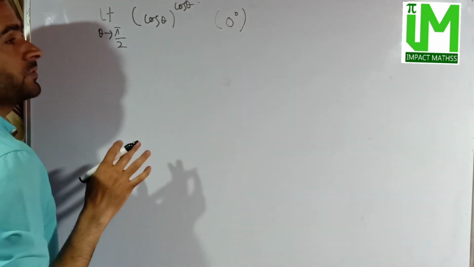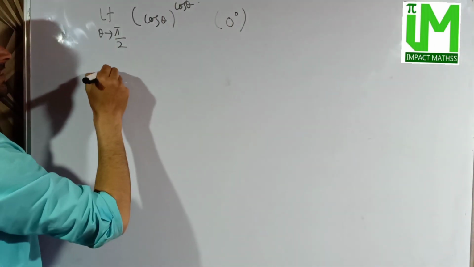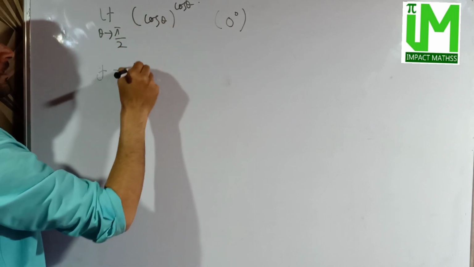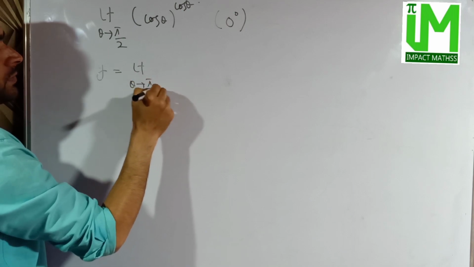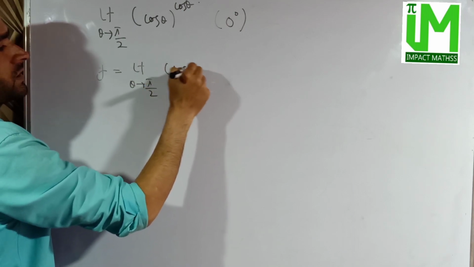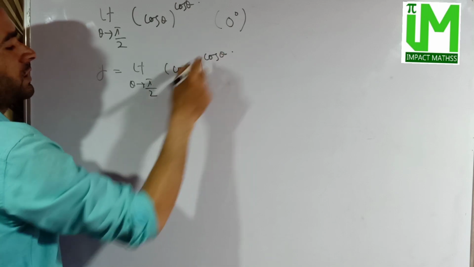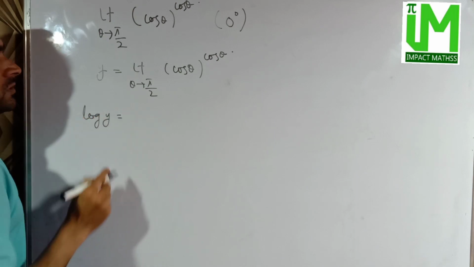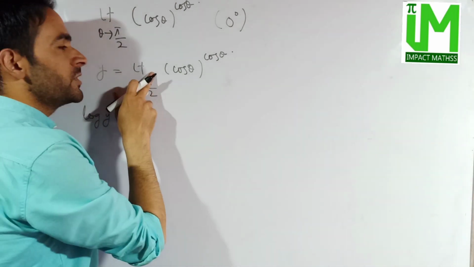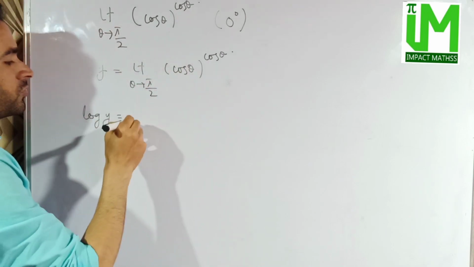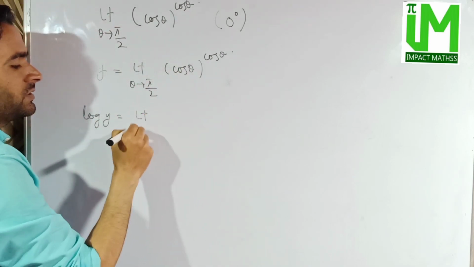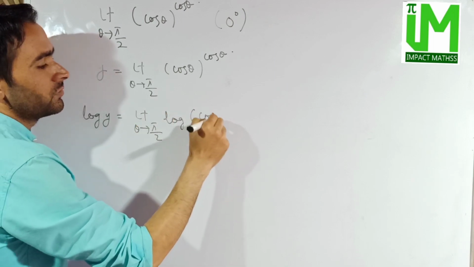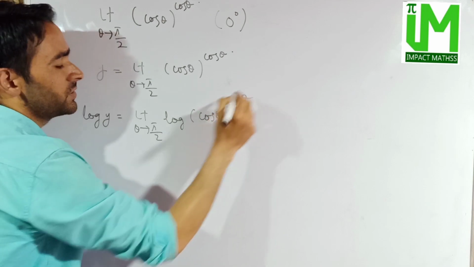अब 0 into infinity type में लाने के लिए, so we'll write let y is the limiting value of this thing. So we'll write let y is equal to limit theta tends to pi by 2 cos of theta raised power cos of theta. So taking log on both sides, so which means log of y is equal to, again, log of this limit will be limit of log. So we can write limit theta tends to pi by 2 log of cos theta raised power cos of theta.